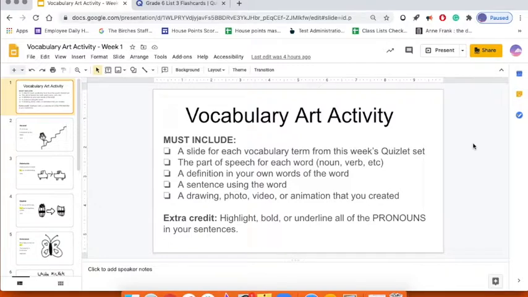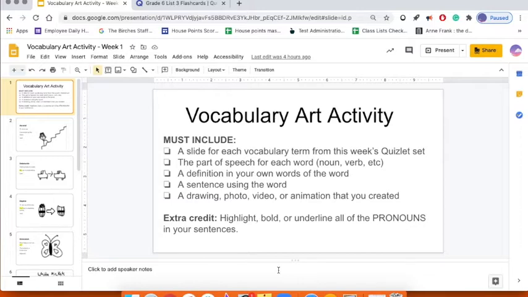So it should have at least 10 slides, and you should use the words from this week's Quizlet set. I'll talk about these words in a little bit. You also want to have the part of speech for each word, whether it's a noun, a verb, a pronoun, an adverb, or an adjective. And you also want to have a definition of the word.